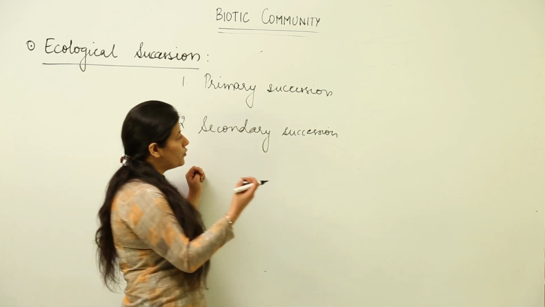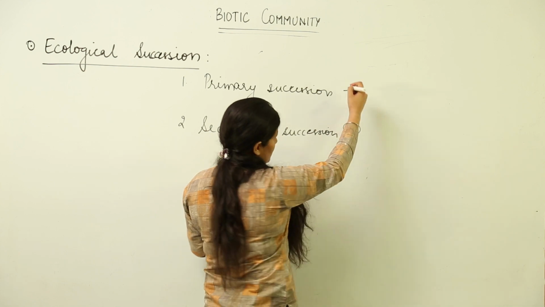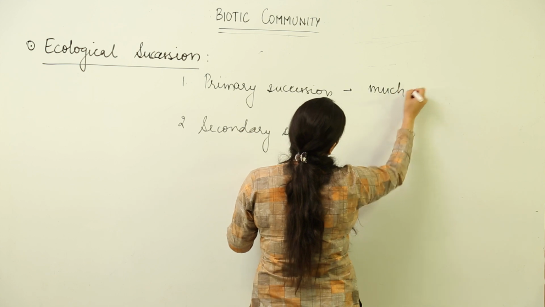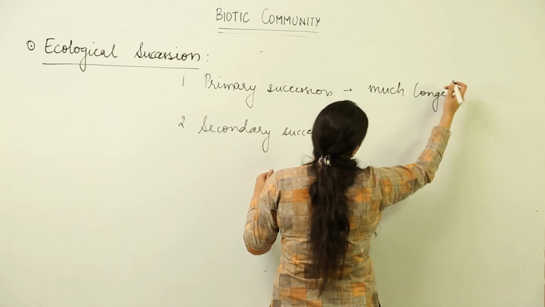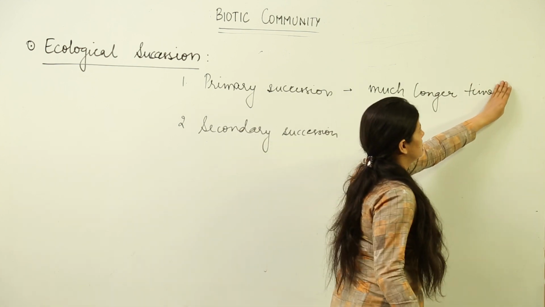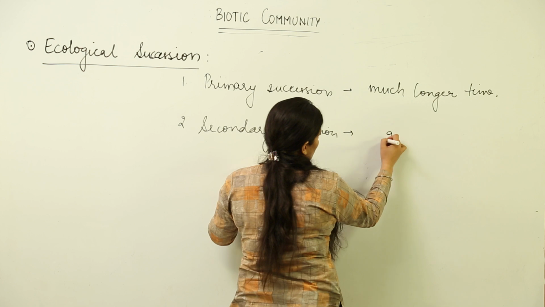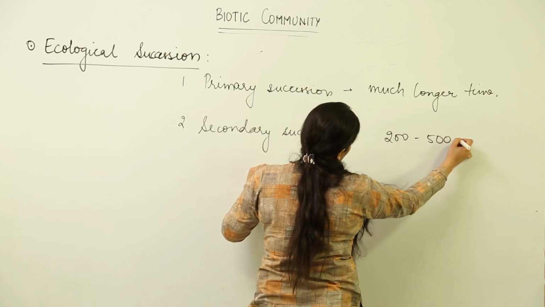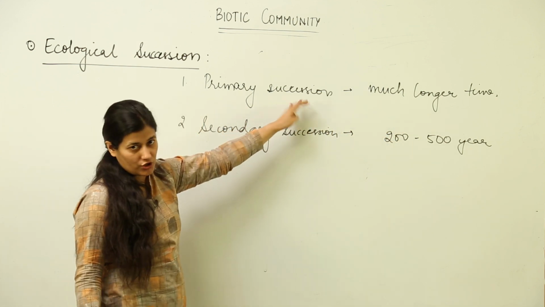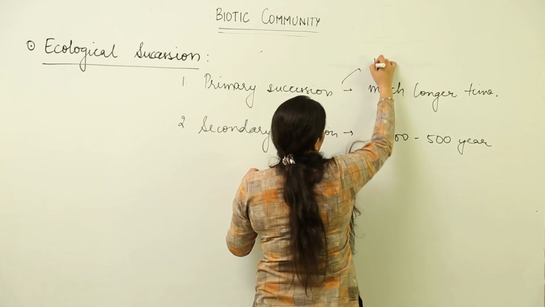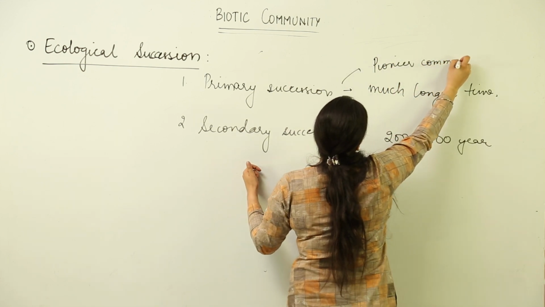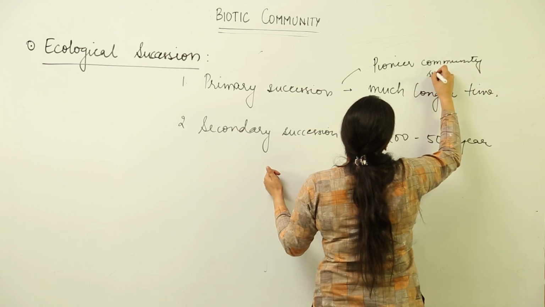Now, apart from that, there are a few points of difference. Primary succession, because it has to take place for the first time, takes a much longer time. How much longer? It could be millions of years or at least more than 1000 years. In case of secondary succession, 200 to 500 years are enough almost. So it takes a lesser time as compared to primary succession. Apart from this, in primary succession the pioneer communities are highly unstable. They would be very simple.